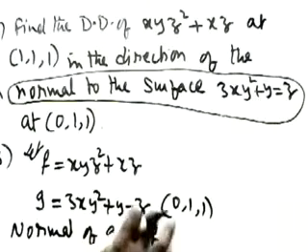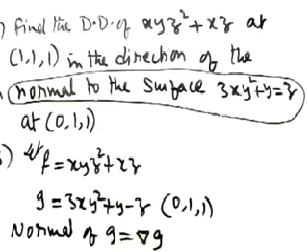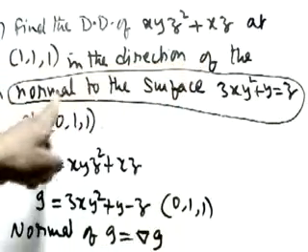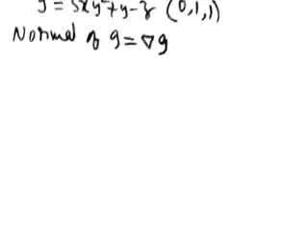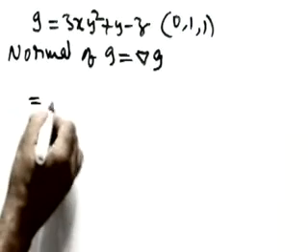del g. Normal of g will be del g, because it is not given directly as a vector, but it is given as normal to the surface. So we have to take first the normal to the surface. Let me first find this one.